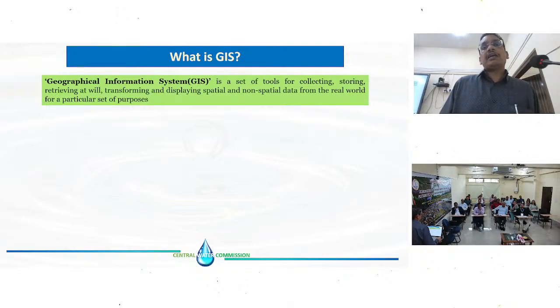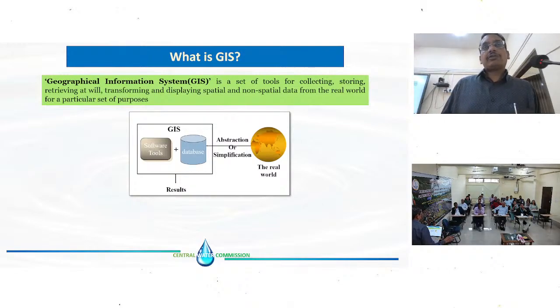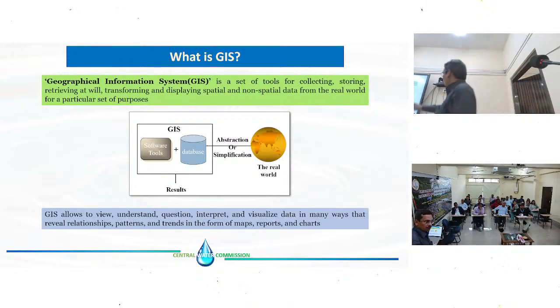But before that, what is GIS? GIS, as I said, is not just software. It consists of software as well as a database. The database is very important, and ultimately the aim is to depict the real world, abstract or simplify it, and produce results in the form of maps, reports, and charts. The purpose is to view the data, understand data, question data. Questioning is not possible with paper maps. Interpretation and visualization: visualization is possible, but interpretation, seeing relationships, patterns, and trends, is not possible with conventional maps.